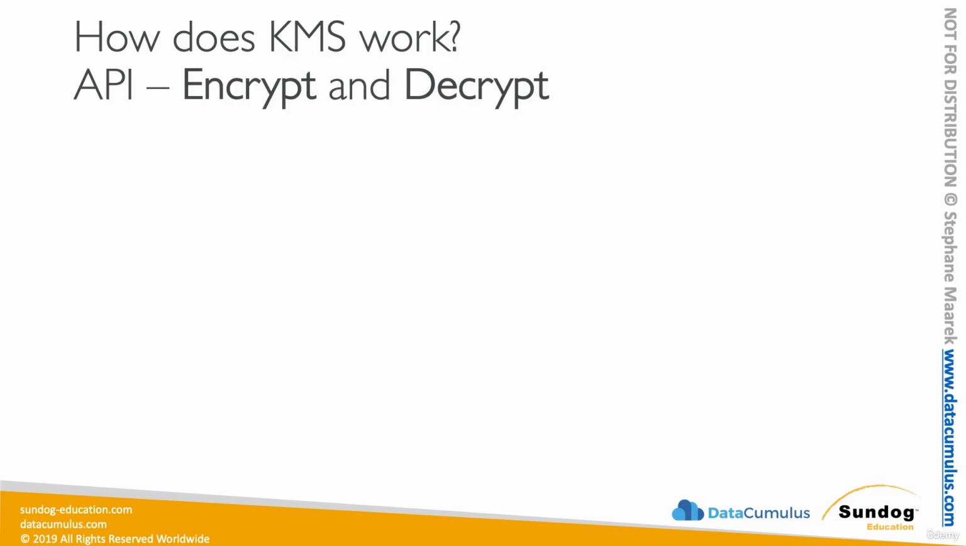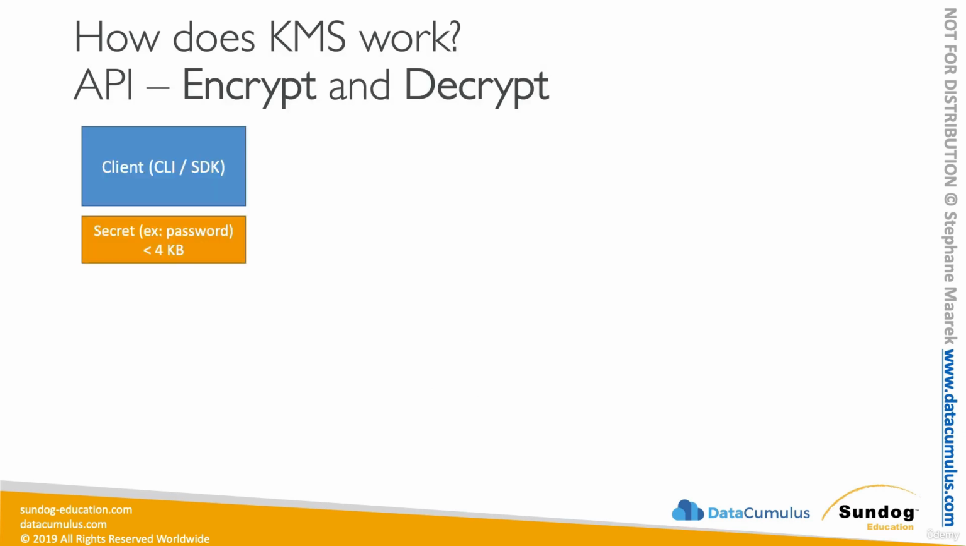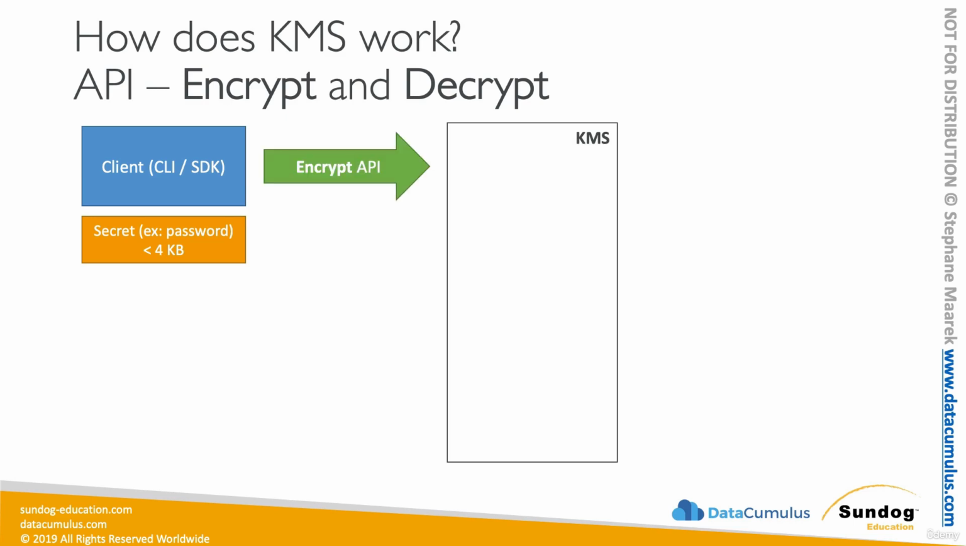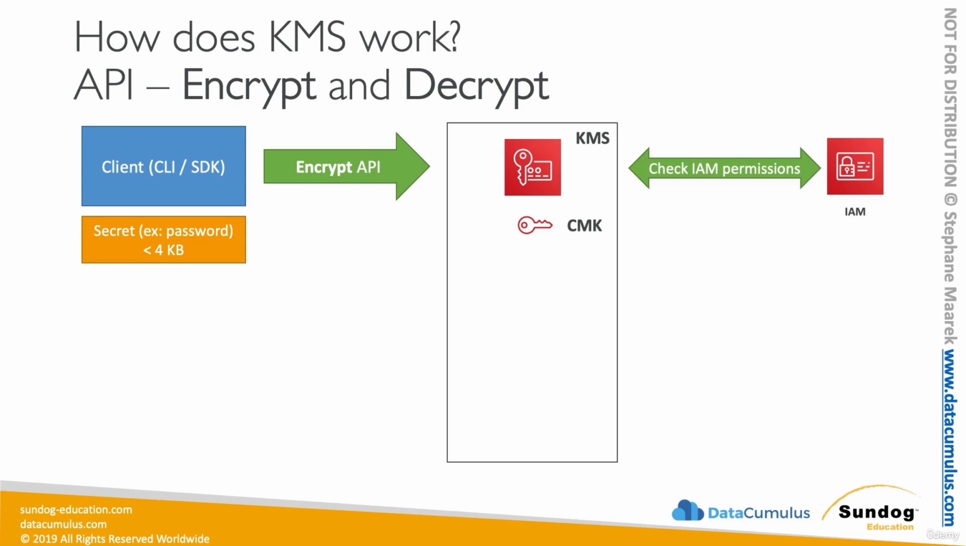Okay, so how does KMS work from a diagram perspective? Say you have the client or SDK and you have a secret, for example a password, and that password is not very long, so it's less than 4 kilobytes. You have the KMS service, and you're going to use the encrypt API. Within the KMS service, it's going to look at the CMK you want to use and check whether the user is allowed to do this CMK encrypt call within IAM. So it looks at the IAM permissions, it looks at the key policy, and says, okay, you do have access to both these things, so I'm going to perform the encryption. The encryption happens, and then KMS will send you back the encrypted secret.